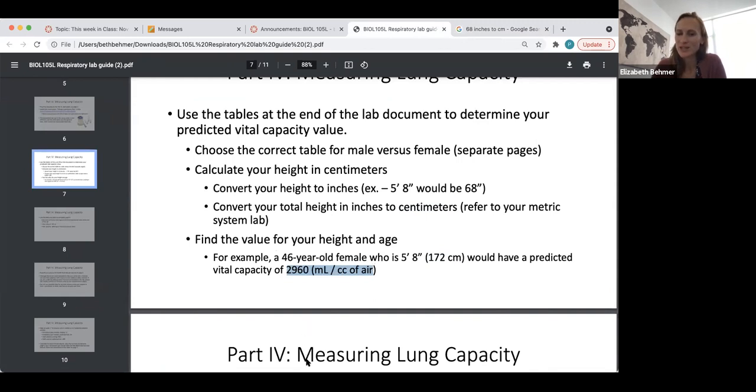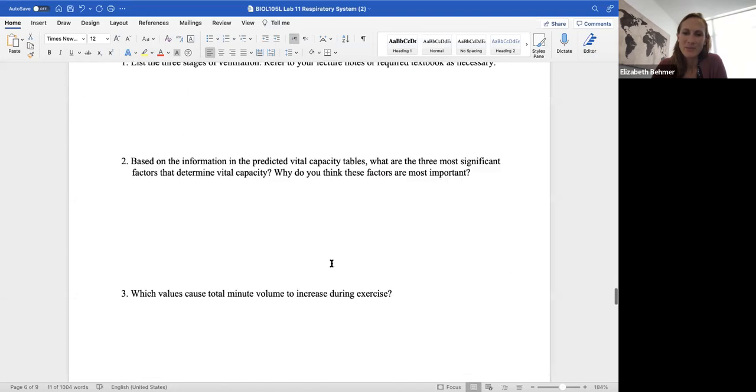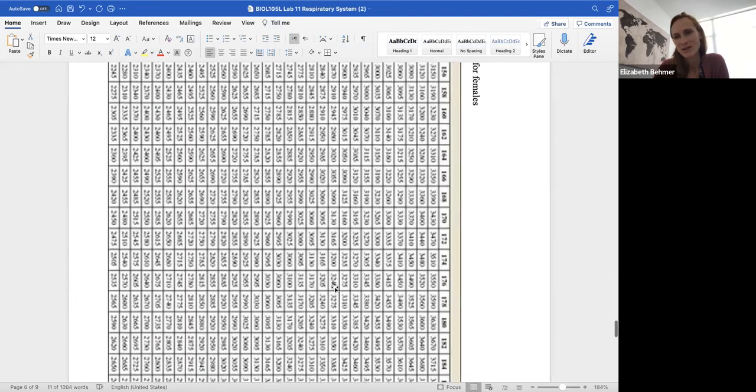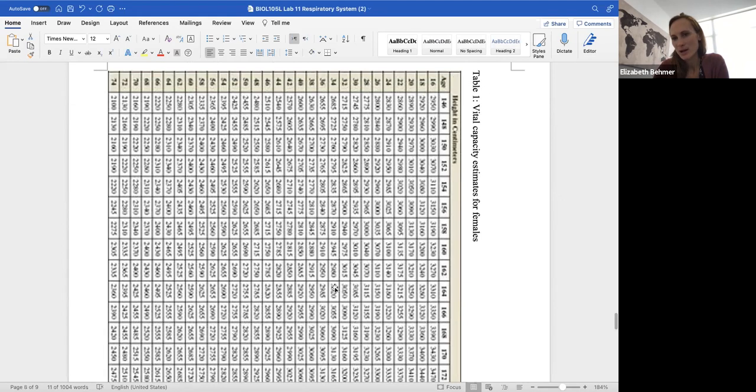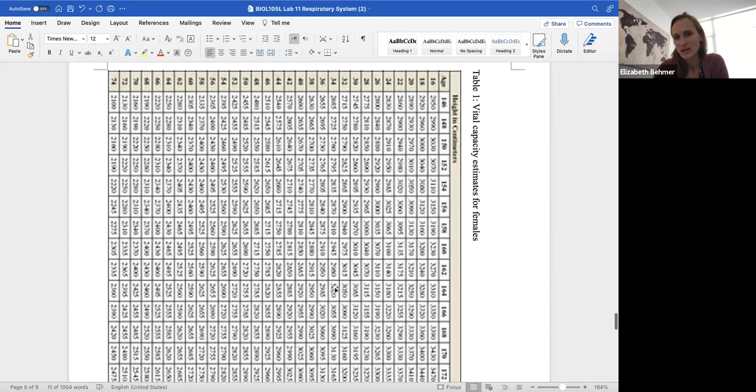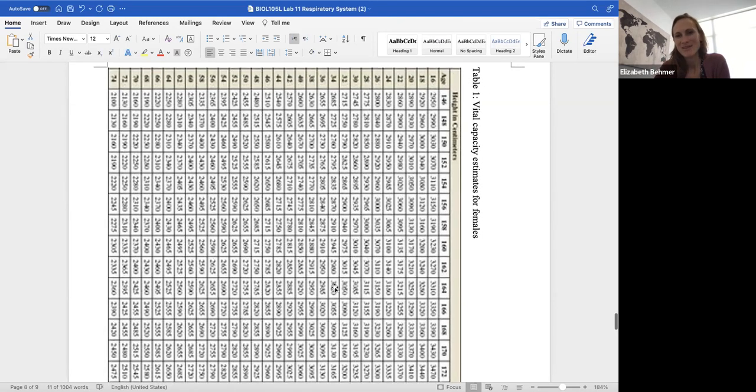So for example, let's take a look at this chart and what it means. At the end of your lab, you have these charts that give you your vital capacity. These are a little bit hard to read. You can probably also find ones online.